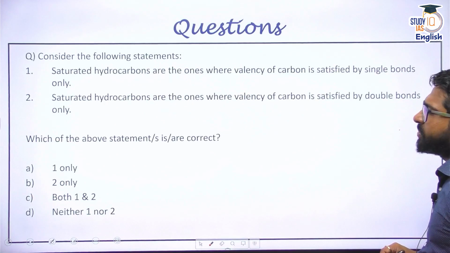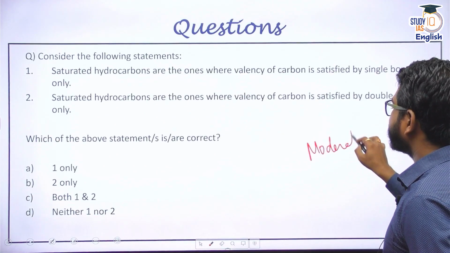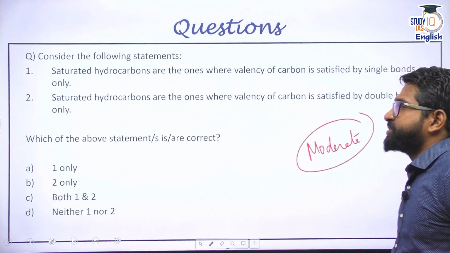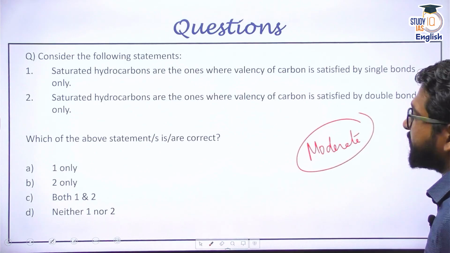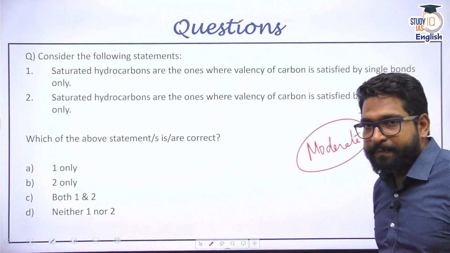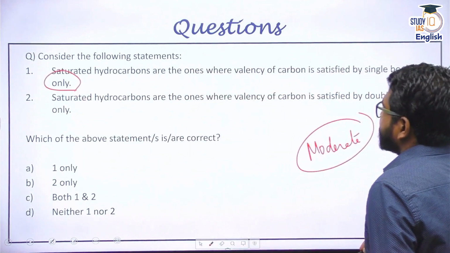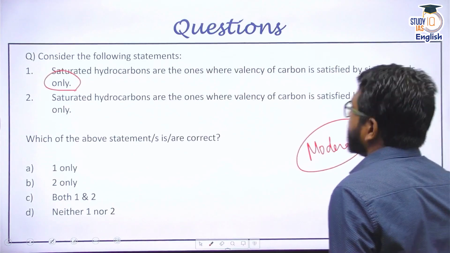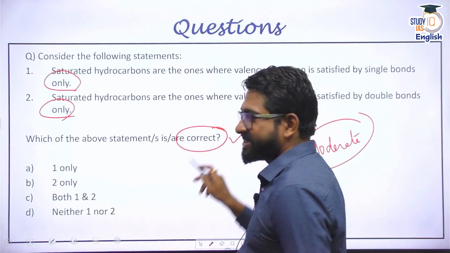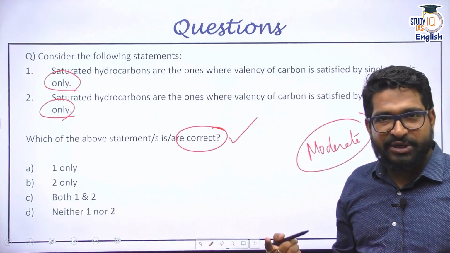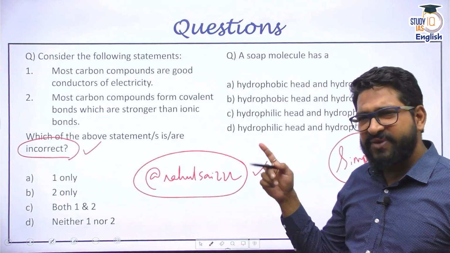The next question, I would put in the moderate category. All right. Consider the following statements. Saturated hydrocarbons are the ones where the valency of carbon is satisfied by single bonds only. Saturated hydrocarbons are the ones where the valency of carbon is satisfied by double bonds only. And you have to tell which of the statements are correct. I hope through this interaction you have already gotten the answer. These are fairly easy questions.